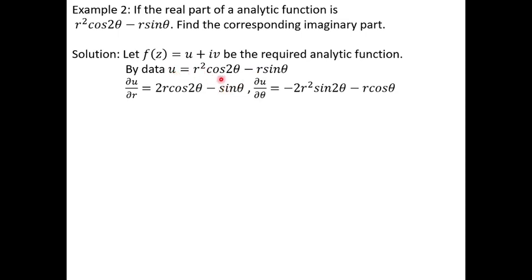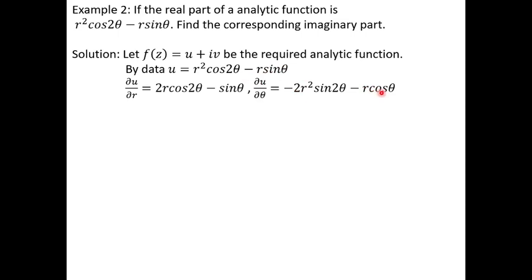And dou u by dou theta is equal to, r square is a constant, write as it is. Differentiation of cos 2 theta is what? Minus sin 2 theta into the differentiation of the inner angle. What is the differentiation of 2 theta? Differentiation of 2 theta is 2. Minus r into differentiation of sin theta, which is cos theta.